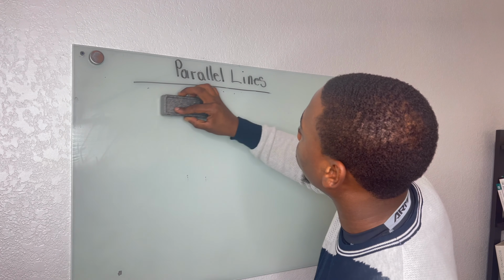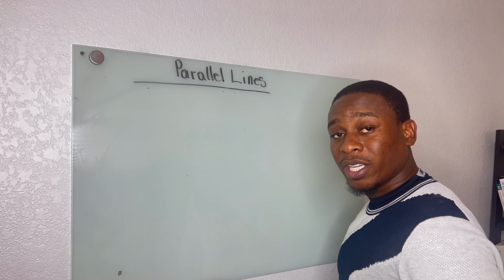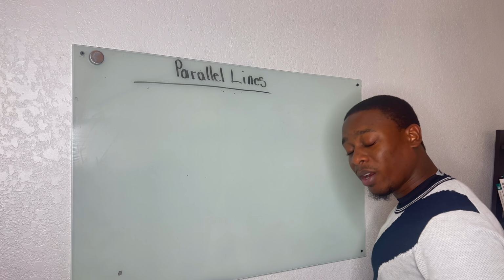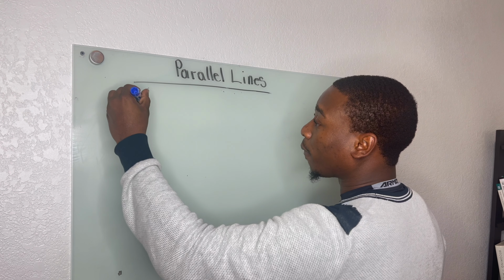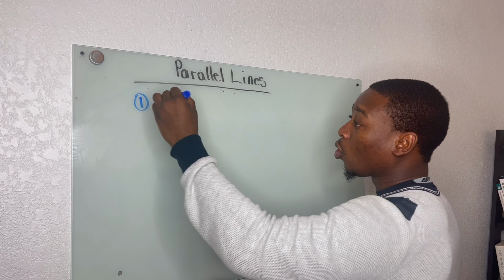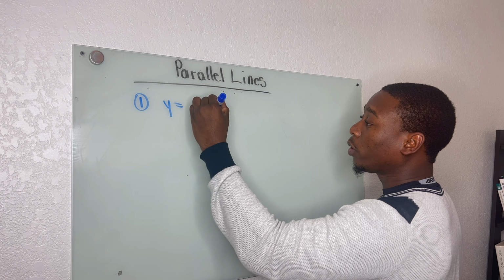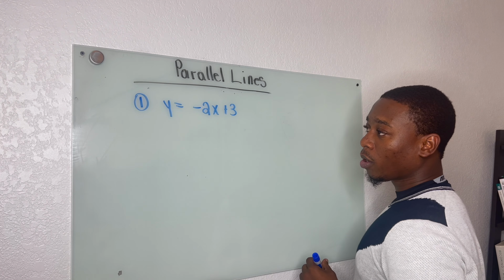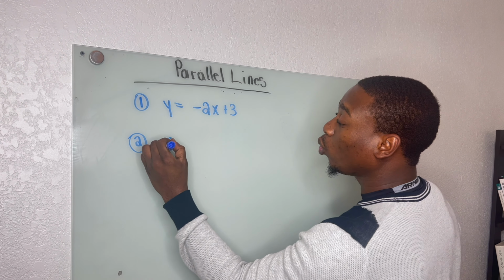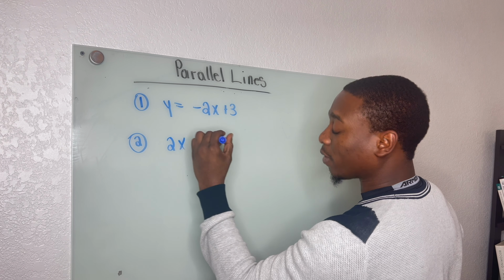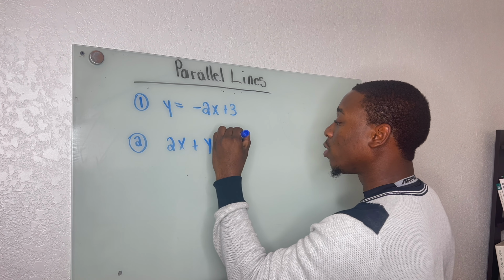All right. So what they're saying now in this last problem is they're going to give us two lines, or not necessarily two lines, I'm sorry, two equations. Equation number one is y is equal to negative 2x plus 3, right? And then our second equation is 2x plus y is equal to 7.